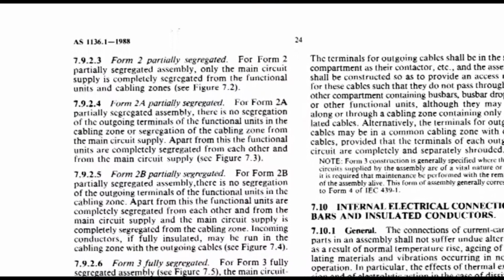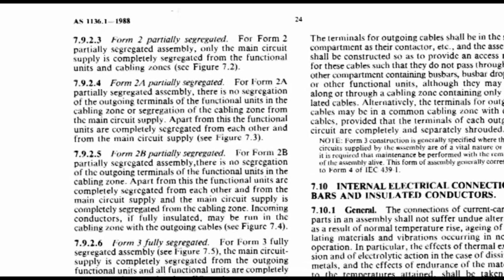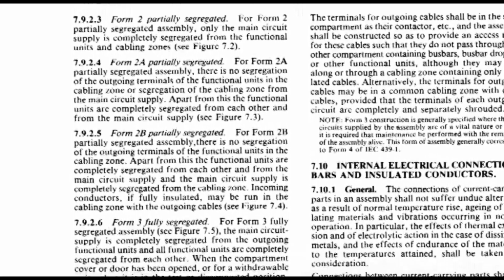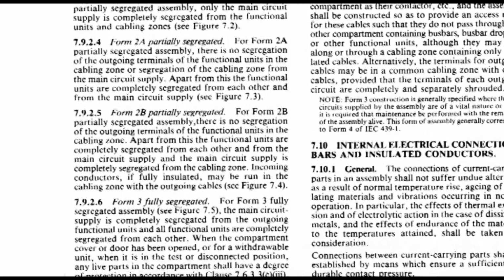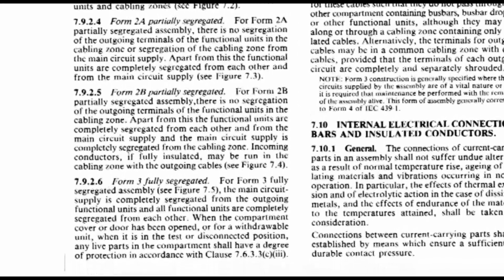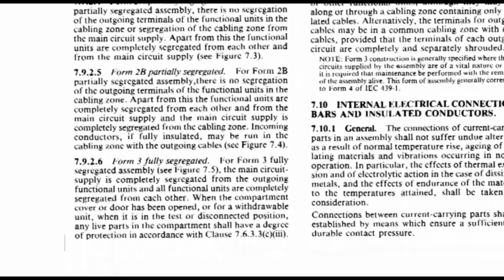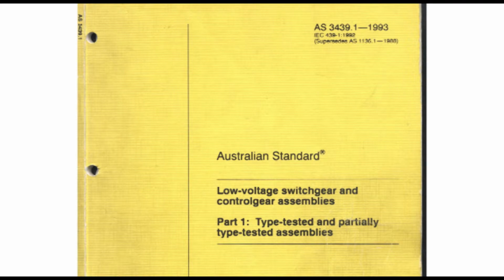In 1988, the forms of segregation changed from 3 forms to 4, being Form 1, no segregation, Form 2A and 2B, partially segregated, and Form 3, fully segregated. 3439 was published in 1993. The forms of segregation have changed to forms of separation, not segregation. There are now 5 forms of separation. Forms 3A and 3B have now been added.